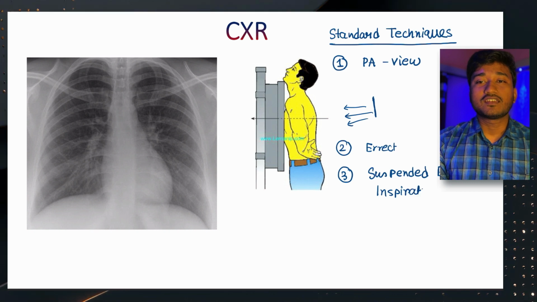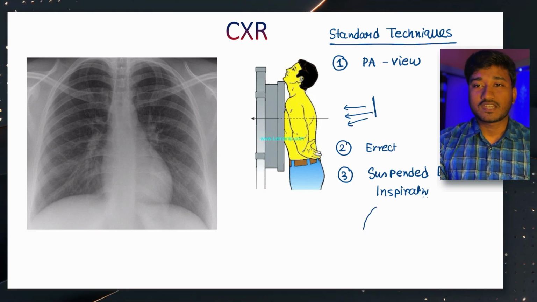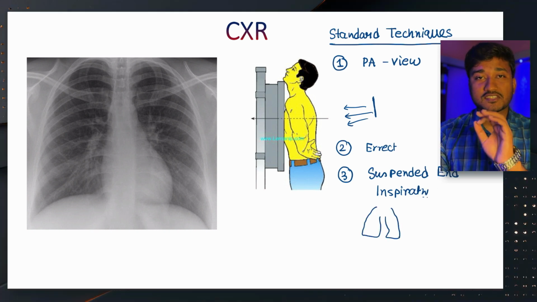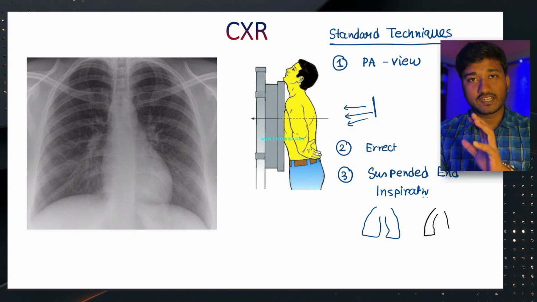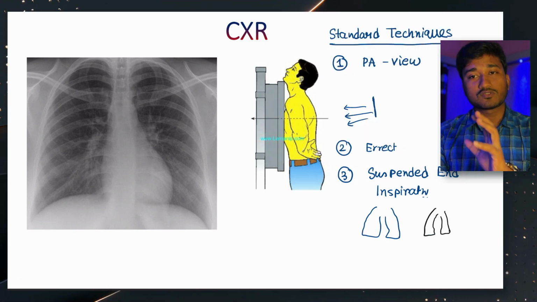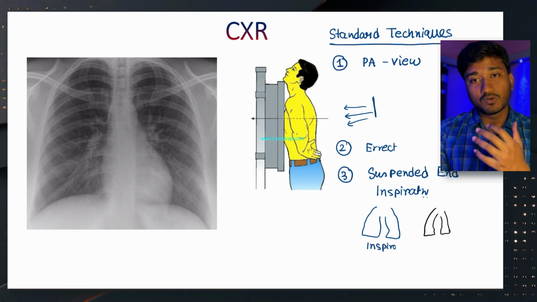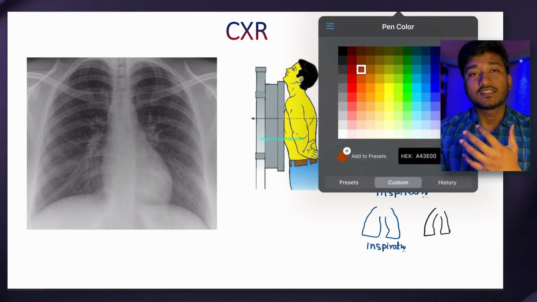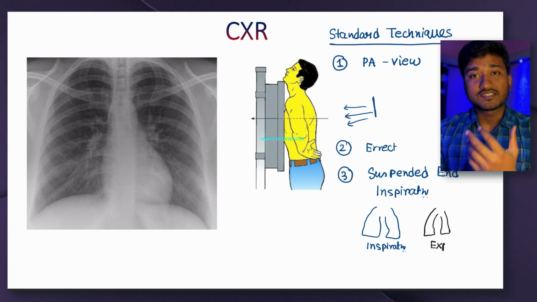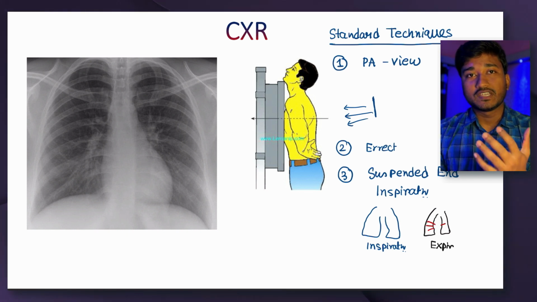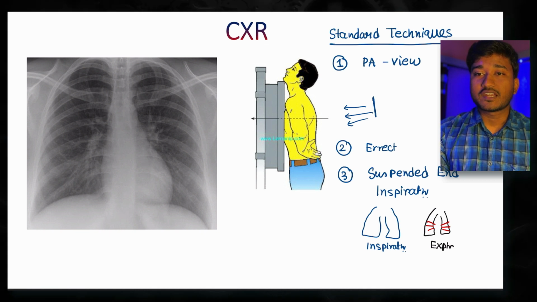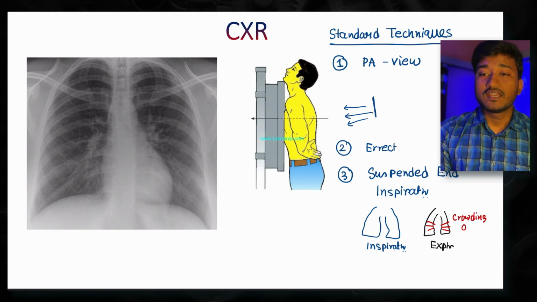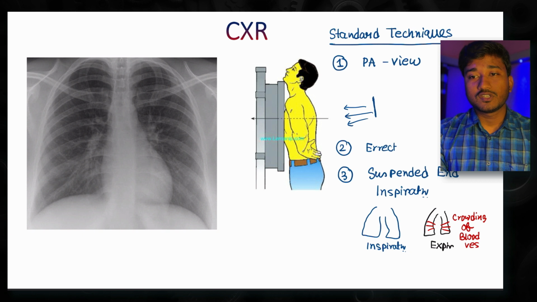Secondly, it should be done in an erect posture. The person should be standing and it should be done in a suspended end inspiration. That is, the person will take deep inspiration and also hold it, and during holding this breath, we should give the X-ray beam. Okay, so this is called a suspended end inspiration. This is done routinely, but still in expiration it could be done.